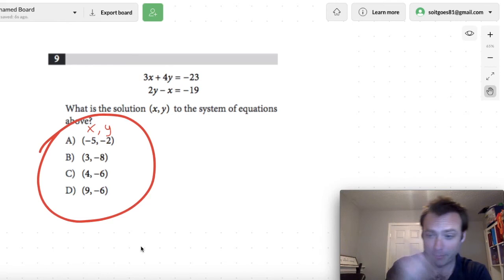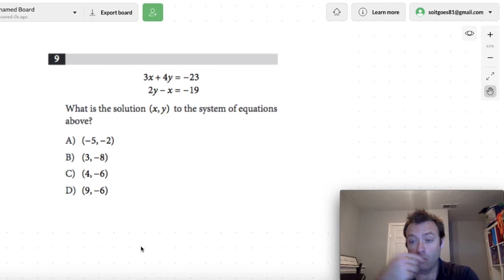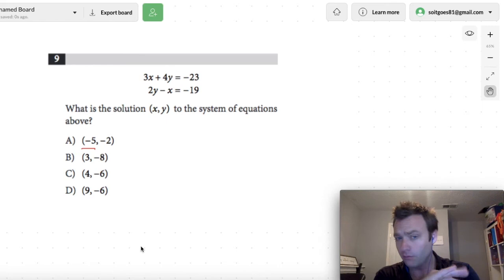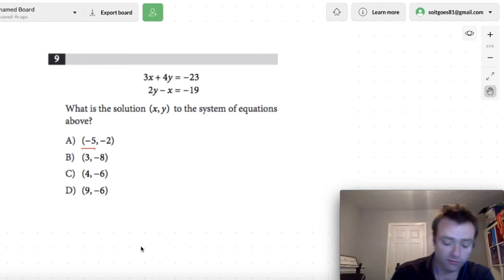So that would mean we would want to put in negative values for the variable? Well, let's test answer choice A. Don't worry about what x and y are, and don't worry about trying to solve it. Just ask, could it be answer choice A? Could x be negative 5 and y be negative 2? Because that's an ordered pair. Do you know what I mean when I say ordered pair?